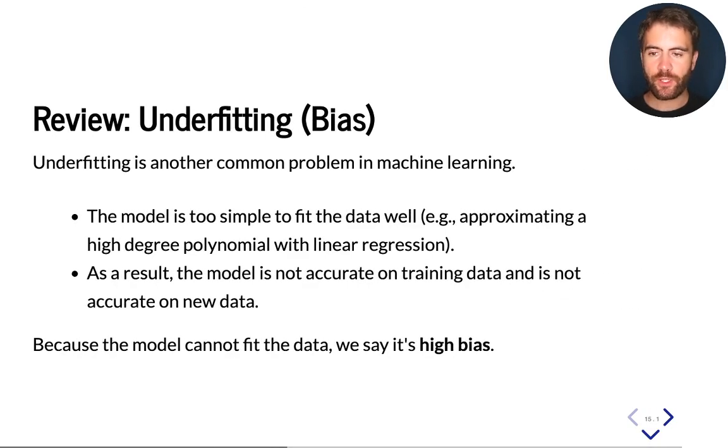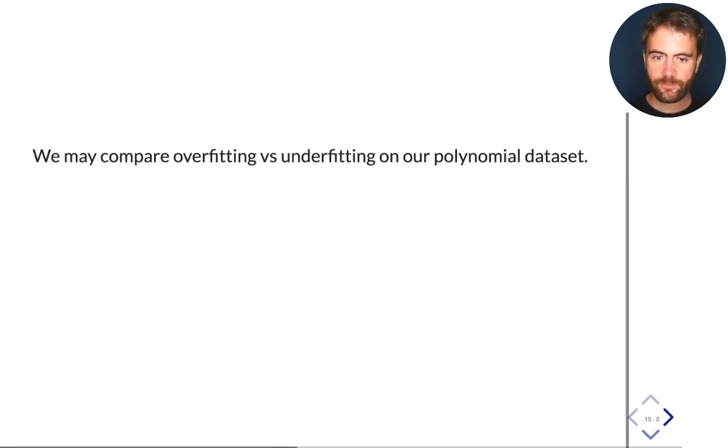The other problem that we have seen is called underfitting, which is also known as bias. And here the problem is the opposite. Our model is not sufficiently expressive to learn the true structure of the data. And in this case, we say that it is high bias.